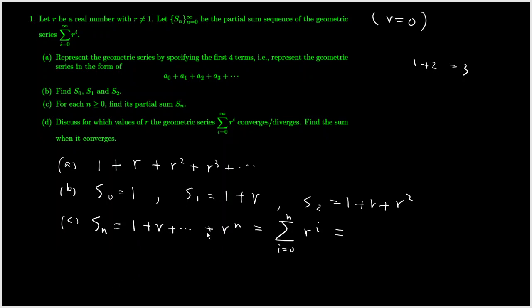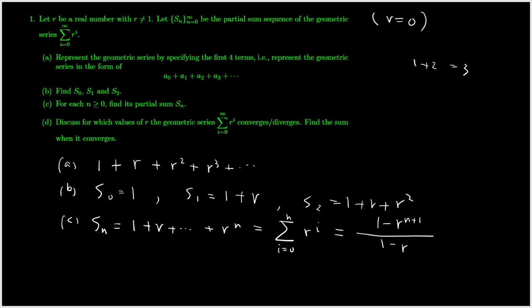Adding 1 plus r up to r to the power of n, you have a nice closed form. The whole thing is a quotient. On the denominator, you have 1 minus r. On the numerator, you have 1 minus r to the power of n plus 1. I told you why last time, even, right? Okay. That's my intention on question C.